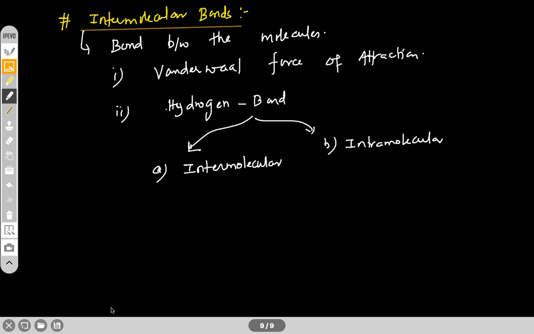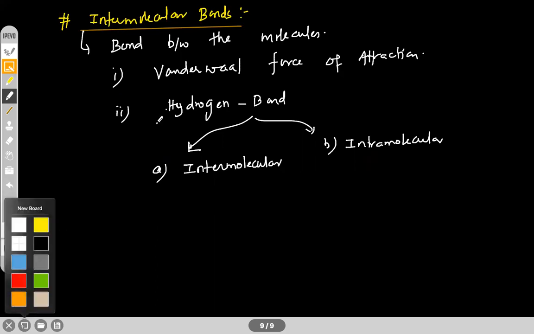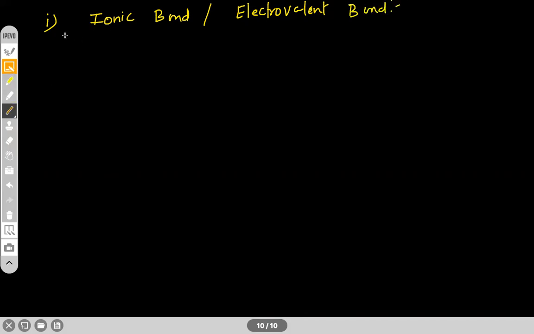Okay. One by one, we'll discuss all these bonds. The first one you write down, ionic bond. Ionic bond, we also call it an electrovalent bond. What is an electrovalent bond? Write it down.